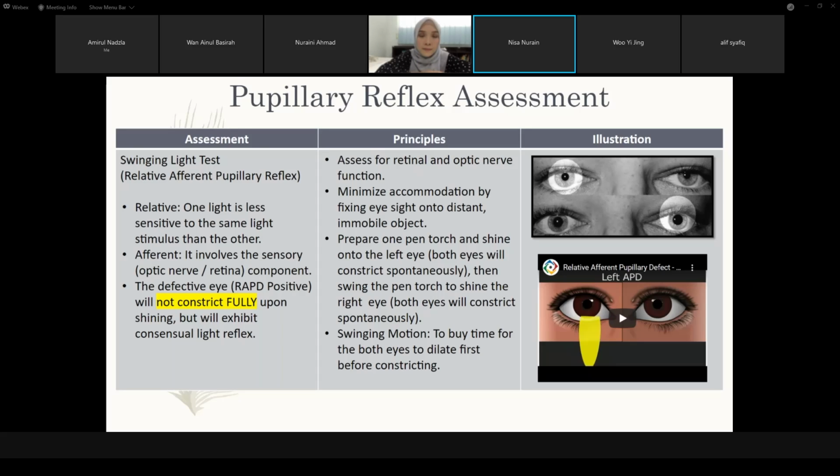For the principle, we assess retina and optic nerve function, and we minimize accommodation by fixing eyesight onto a distant or immobile object like before. Then we prepare one pen torch and shine onto the left eye, and we can see both eyes constrict spontaneously. Then we swing the pen torch to shine the right eye, and the same result occurs, both eyes constrict spontaneously. The swinging motion is actually to buy time for both eyes to dilate first before constricting.